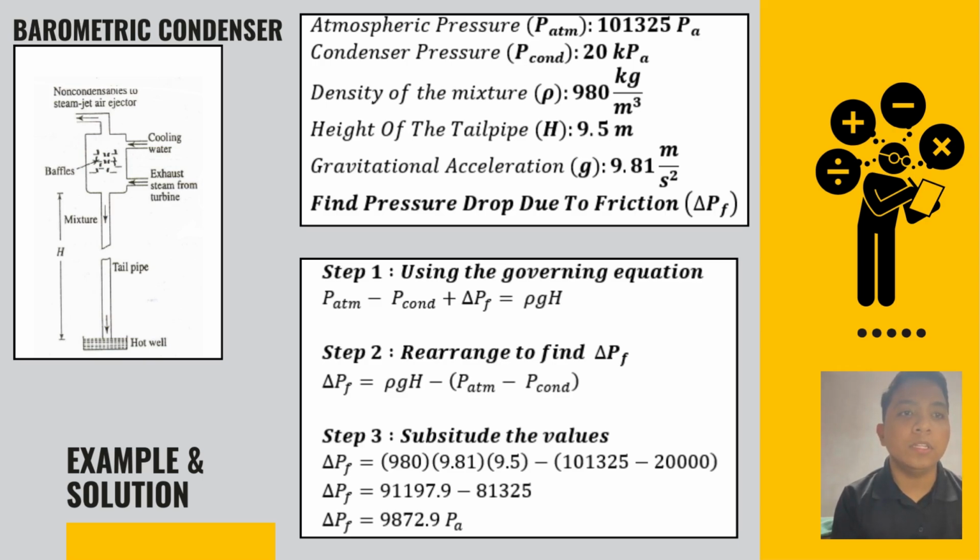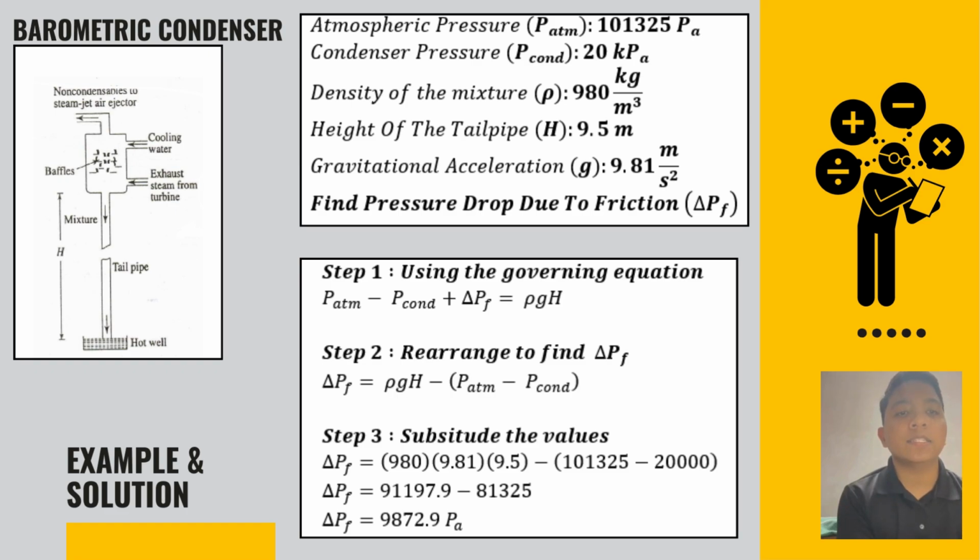In step 2, we need to rearrange to find the pressure drop due to friction. From the last formula, we get the pressure drop due to friction equals density times gravity times H minus the bracket of pressure atmosphere minus pressure condenser. Step 3, just substitute the values from the data.